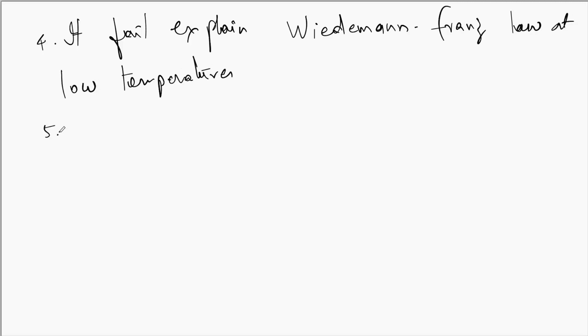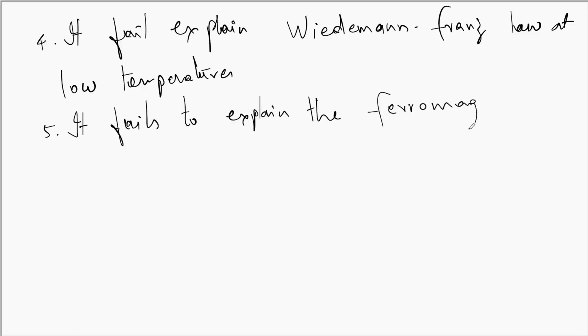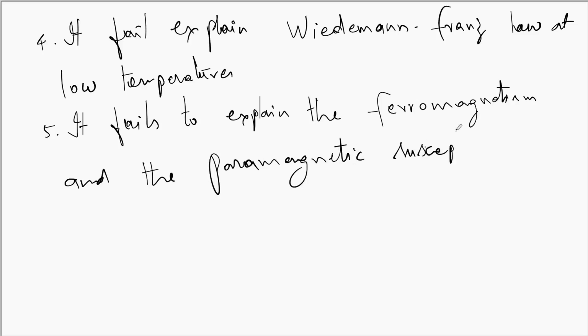The next drawback is this theory fails to explain the ferromagnetism and the paramagnetic susceptibility. Some of these drawbacks could be explained using the quantum free electron theory.